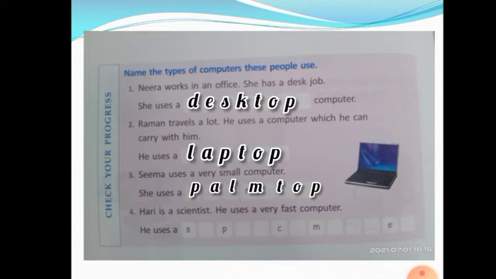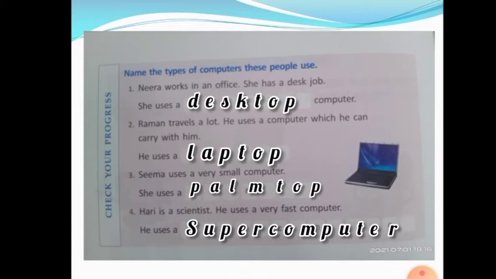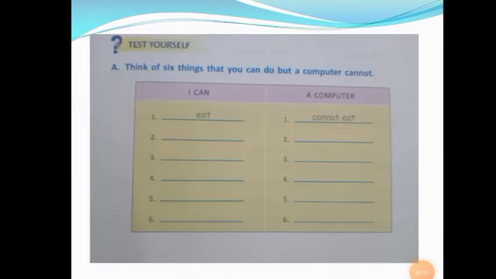The fourth one, Hari is a scientist. He uses a very fast computer. Which type of computer does he use? Supercomputer, because he is a scientist. So most of the scientists are using supercomputer. S U P E R C O M P U T E R, supercomputer. Good, children.